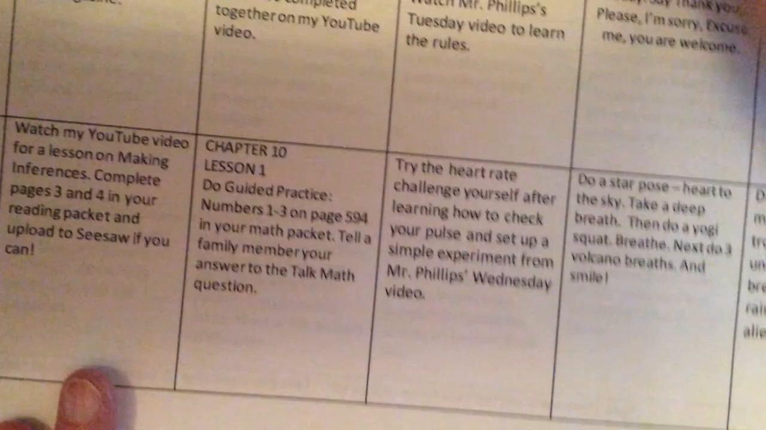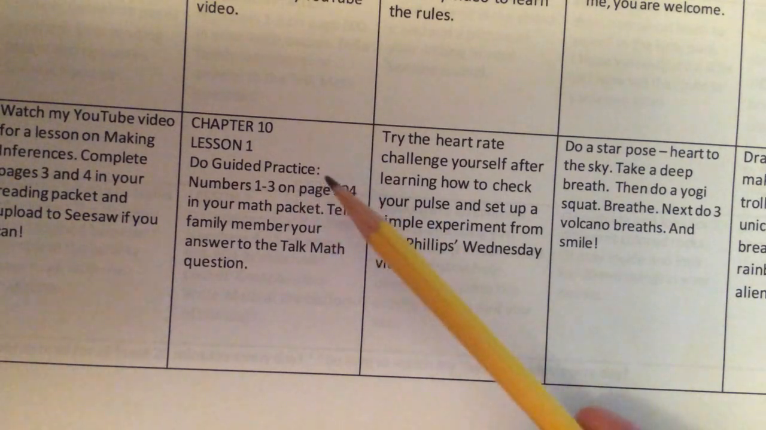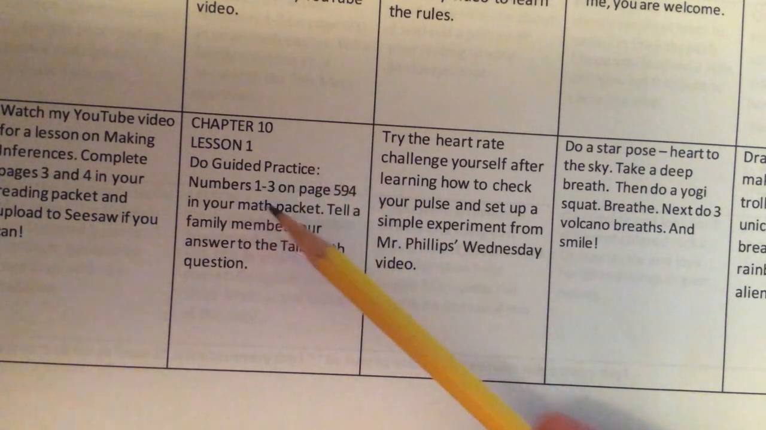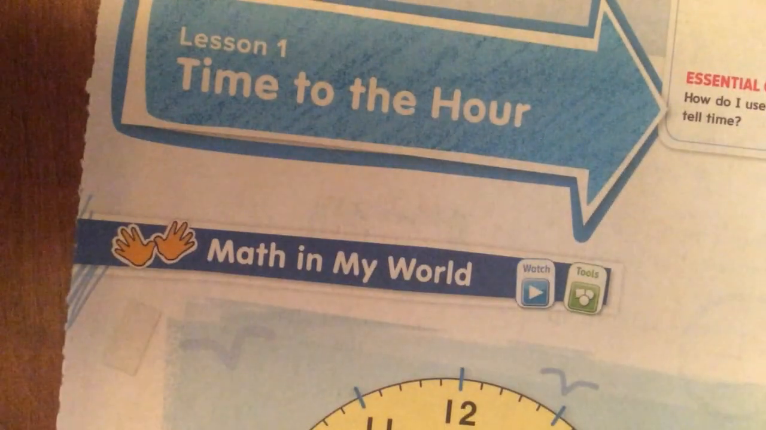All right, so our matrix today for Tuesday says, Chapter 10, Lesson 1, do Guided Practice, numbers 1 to 3 on page 594 in your math packet. Tell a family member your answer to the Talk Math question. So remember, before we even start the guided practice, we always do the Math in My World page.